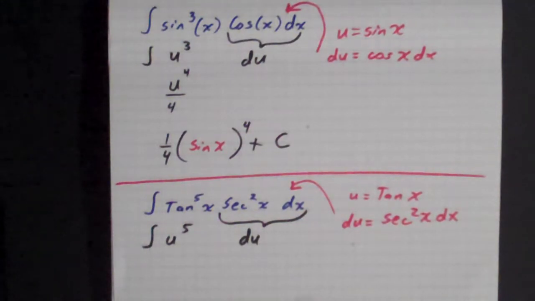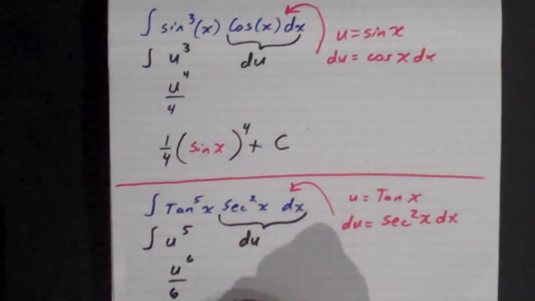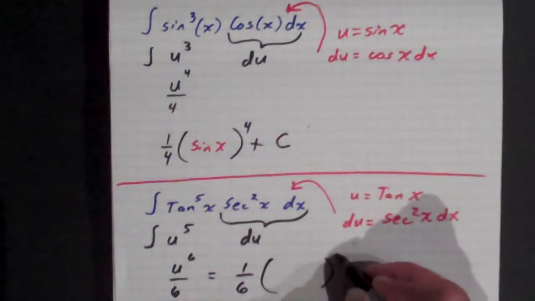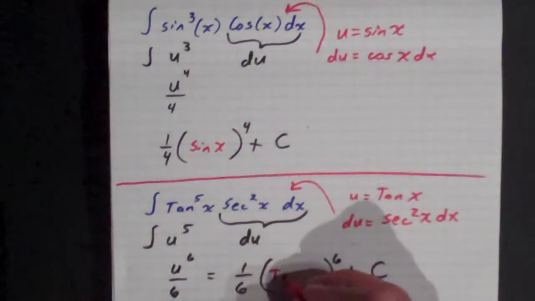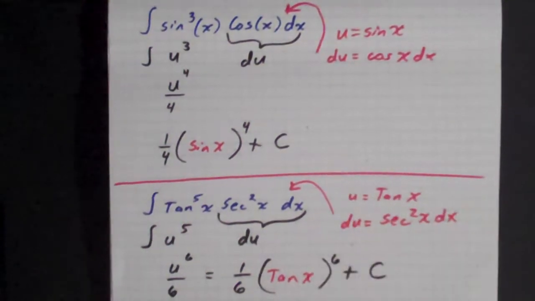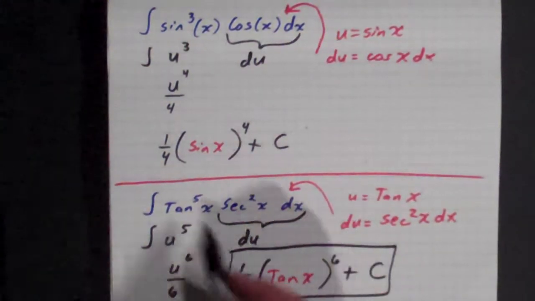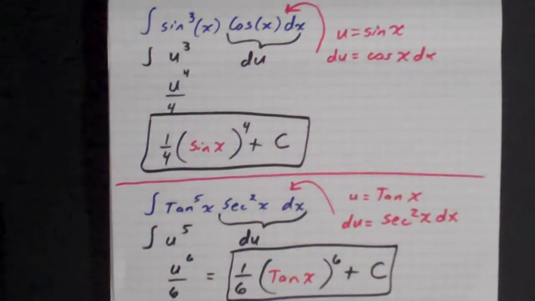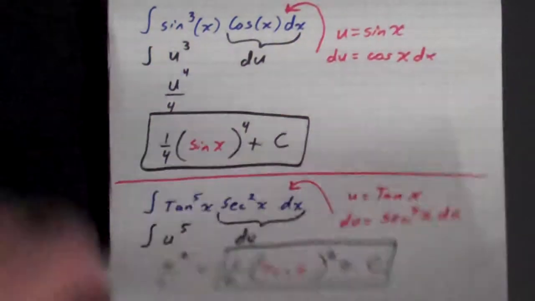So it's just a matter of integrating, raising to the 1 higher, dividing by the 1 higher. That would equal 1/6 u to the sixth, again plus c because it's an indefinite integral. Then I will replace u with what I let u equal, tangent of x. Those again are fairly straightforward, conveniently set up integrals.